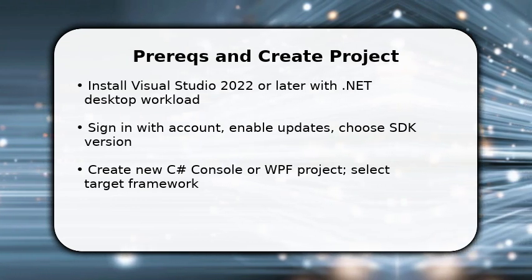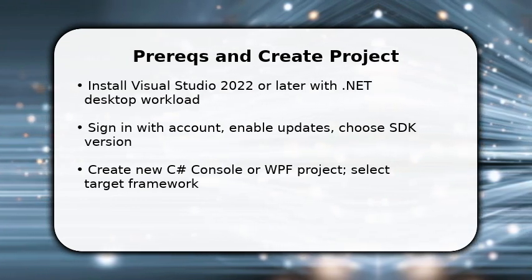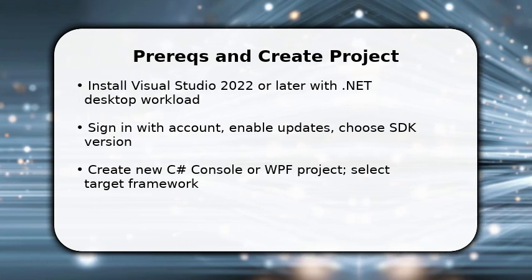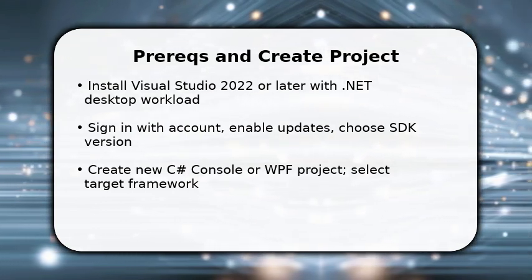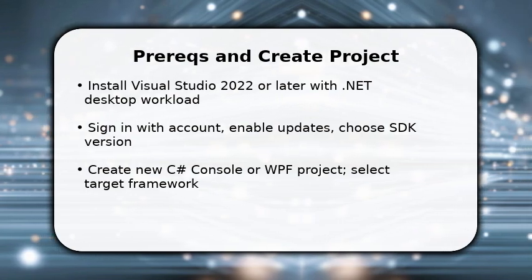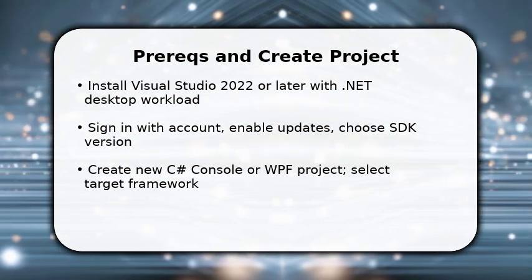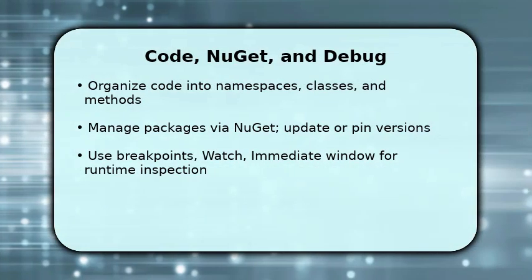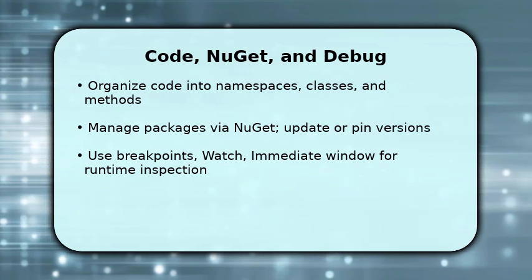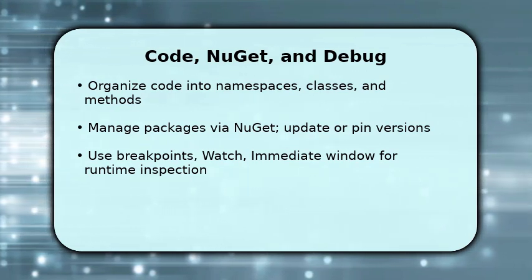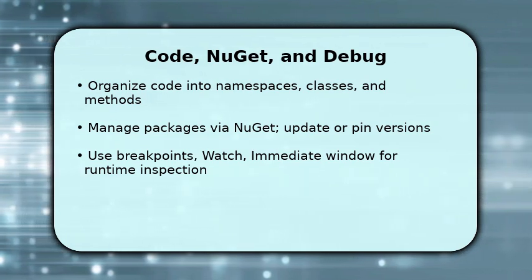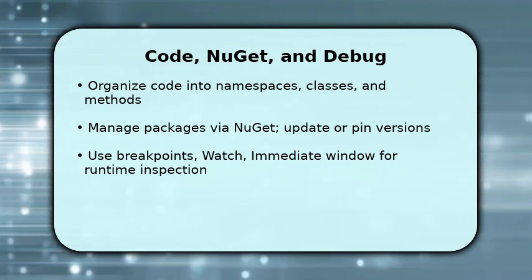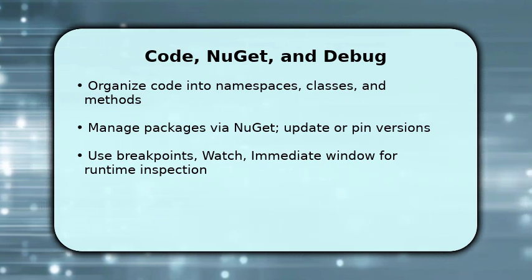Set the target framework to the desired version so package compatibility is correct. You do this now to avoid mismatched APIs later, and to get immediate build and debug support. You'll add your C# files under the project and structure code with clear namespaces and classes so maintenance is easier. Then manage dependencies. Open NuGet, search packages, install or pin versions, because consistent libraries prevent runtime surprises.